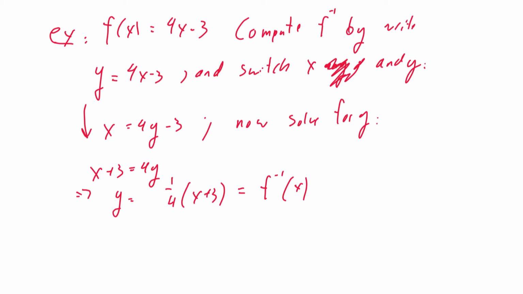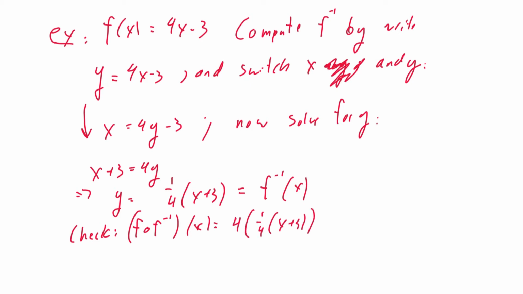So we can check that this works. f composed with f inverse is 4 times 1/4 times x plus 3, minus 3. And I'd like this to be equal just to x. So this is equal to x plus 3 minus 3 because these cancel. So I just get x. So f inverse is correct.